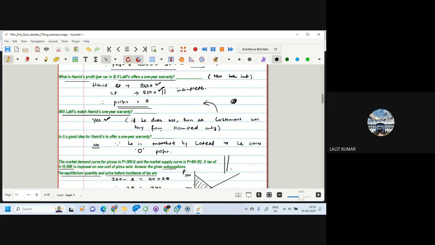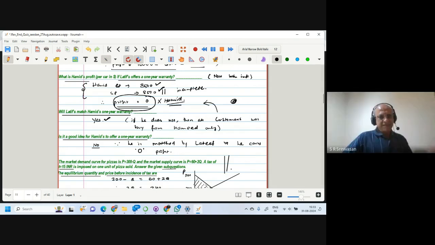Is it a good idea for Hamid to offer a 1-year warranty? So we have seen here that when Hamid is offering a warranty, his profit becomes 0. So this is not a good idea for Hamid. Just a small correction, but it doesn't matter for this question.